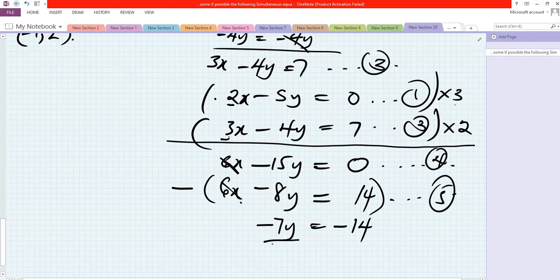Now if you divide both sides by minus 7, this will cancel and this one will cancel. We have 2, so y is equal to 2 here.